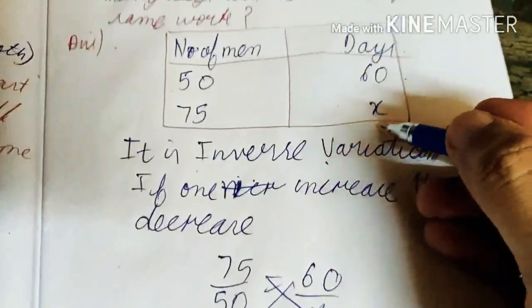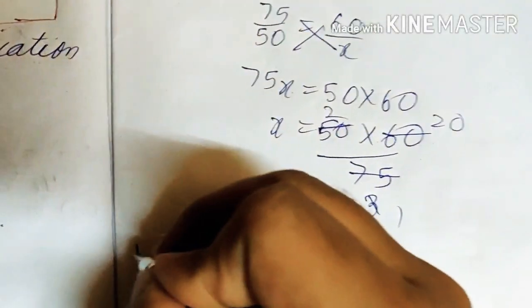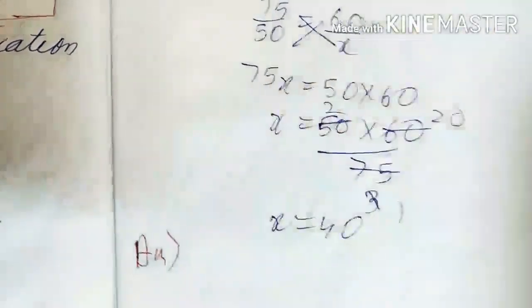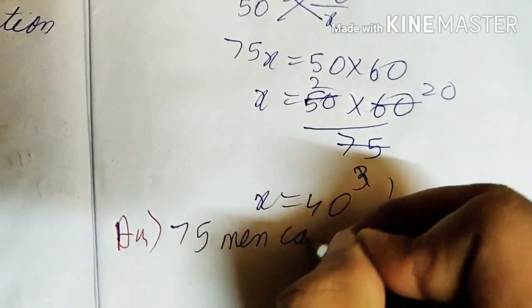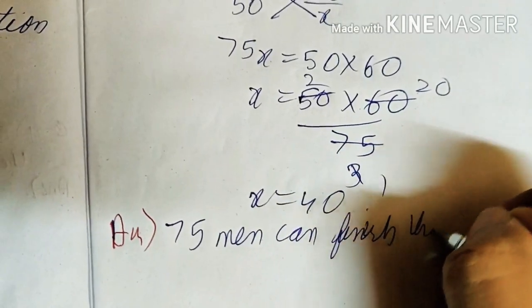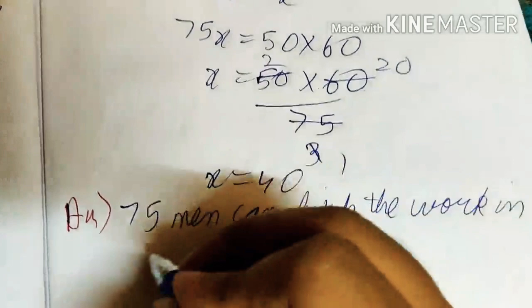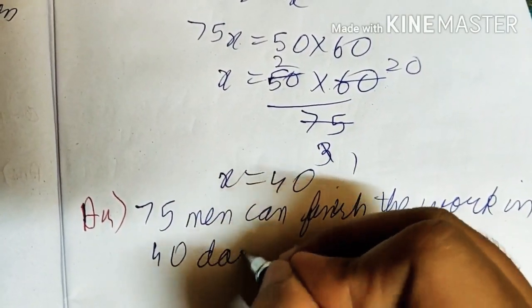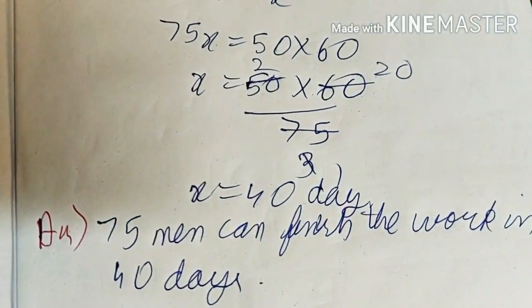What was x? x was the number of days taken by 75 men. So the answer here is that 75 men can finish the work in 40 days. This was days. Okay.